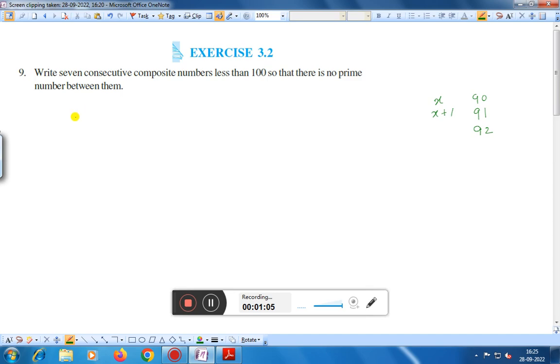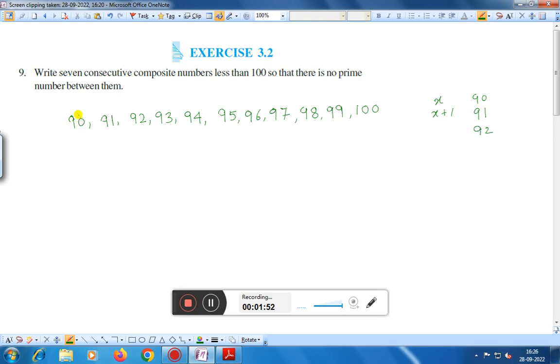Let us write from 90. Right? I am writing here 90, 91, 92, 93, 94, 95, 96, 97, 98, 99 and 100. Now you have to take consecutive numbers less than 100, but there are 7 consecutive numbers.